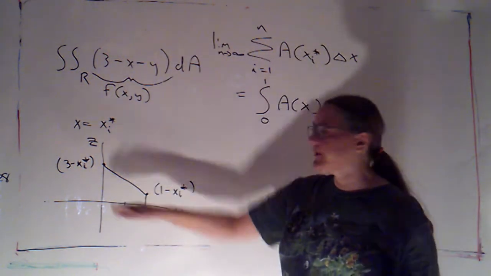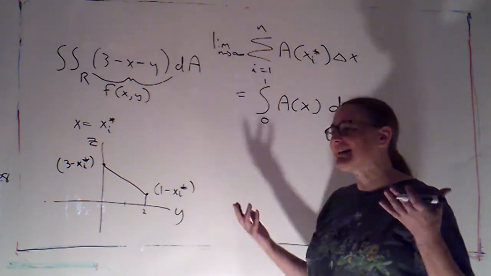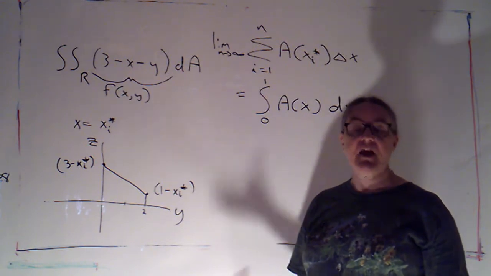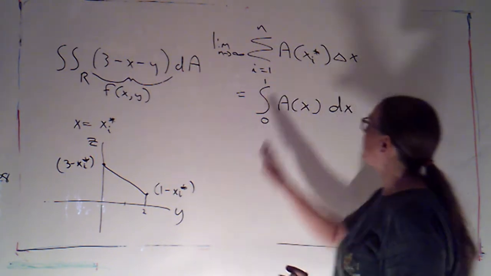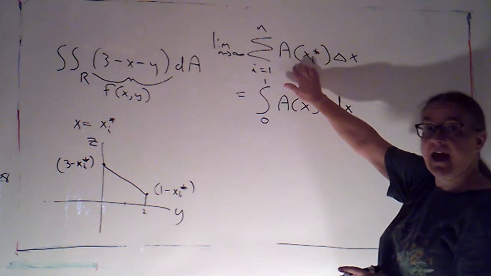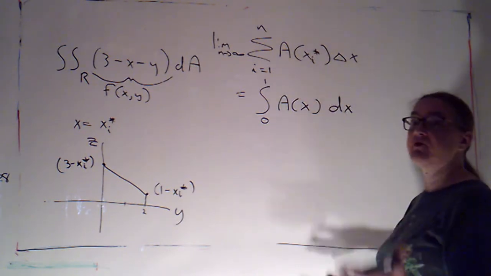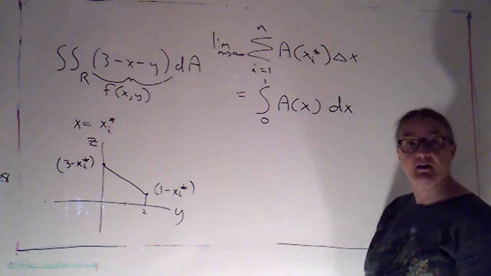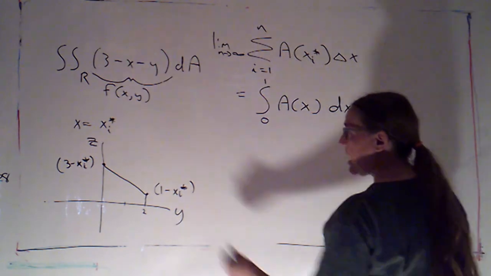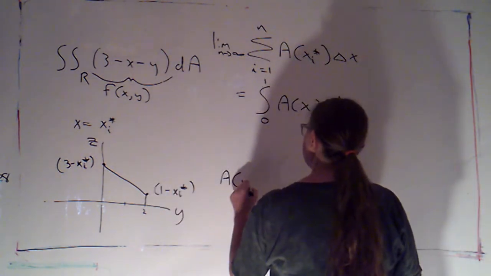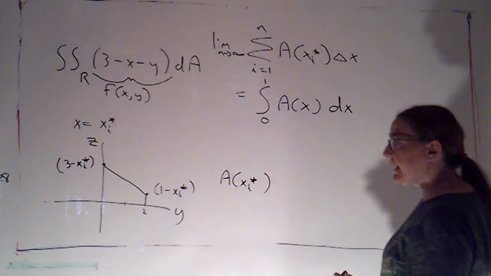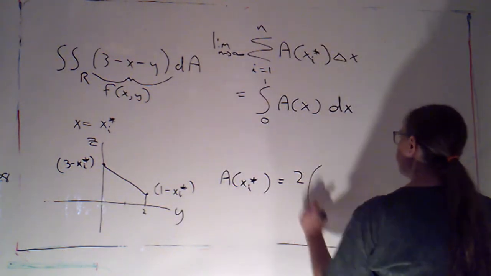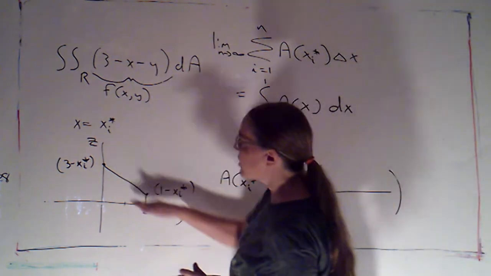And what's nice about that is that it's a trapezoid. I can calculate the area of a trapezoid just using formulas from geometry. That's what we needed, that the cross-sectional areas we were getting were shapes where we had a formula for the area from geometry. Well, here I can say that A at xi star is just going to be this base, which is 2, times the average height.